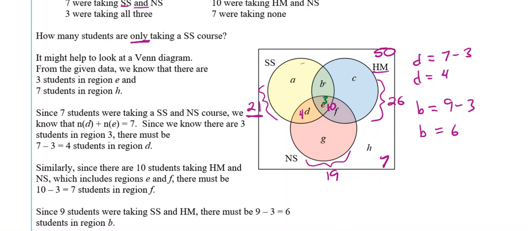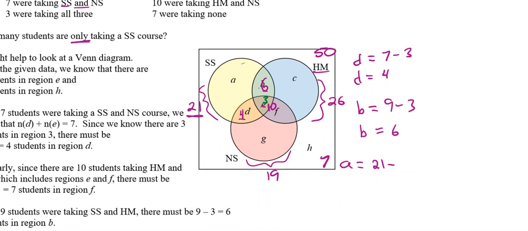Now this might not be too bad. If I know that this whole circle is 21, and this part's 4, this part's 3, and this part's 6, and I want everything but those 3, everything just in that section there, then all I've got to do is say A will just be 21 minus those numbers: minus 4, minus 3, and minus 6. So A is equal to 8. There you go.